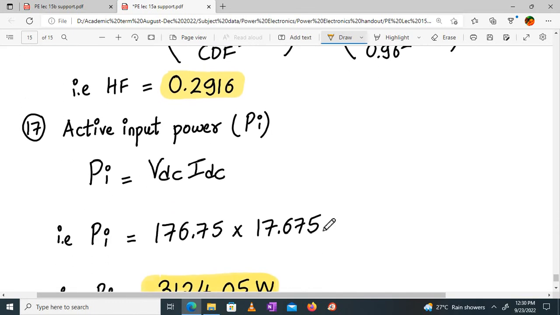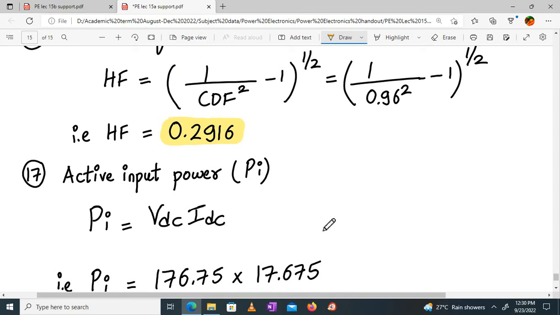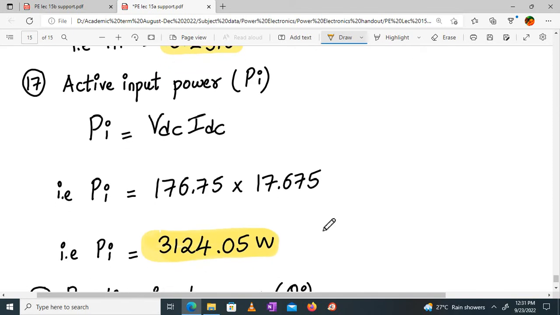Then active input power. What's the formula? VDC into IDC. Actually ये calculate किया हुआ है पहले. This is same as your PDC. In this case, PI is same as your PDC. In this case, full converter में नहीं है ऐसे. Harmonic factor 0.29. What is PI? We have calculated it before. Just check the value of PDC. It's 3124 watts.